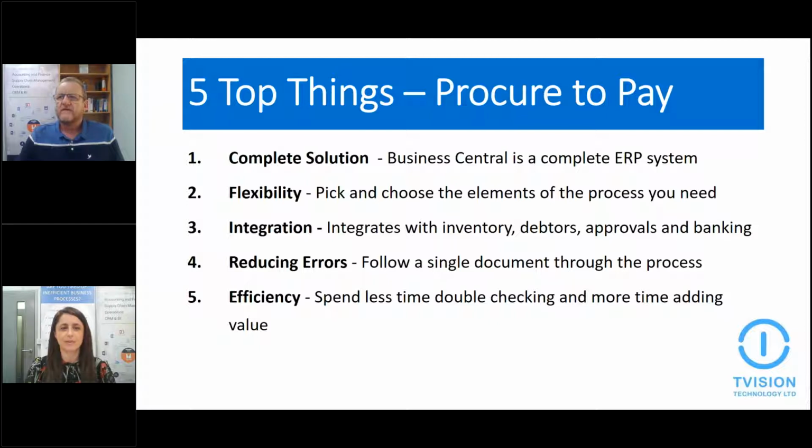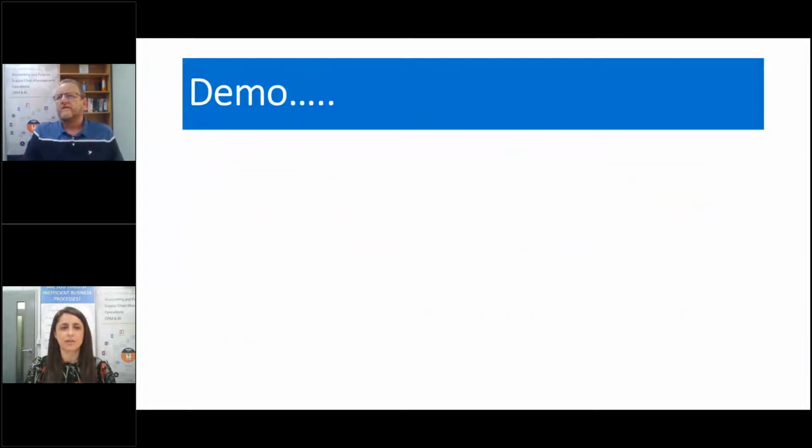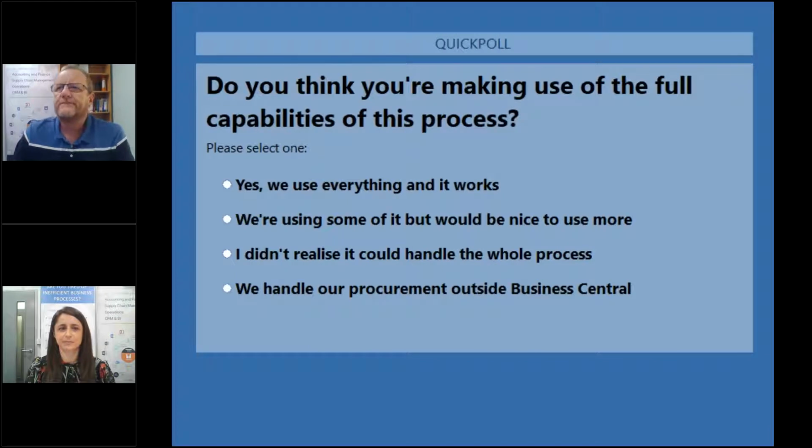Before the demo, we'd like to do a quick poll. The question is, do you think you're making use of the full capabilities of this process? I'm just going to launch the poll. Okay, we'll give you a few seconds. A, yes, we use everything and it works. B, we're using some of it, but it would be nice to use more. C, I didn't even realise it could handle the whole process. Or D, we handle our procurement outside Business Central. I see some answers coming through. Excellent. Well, thanks for that. Interesting, most of you selected options B and C. Okay, I'll close the poll.